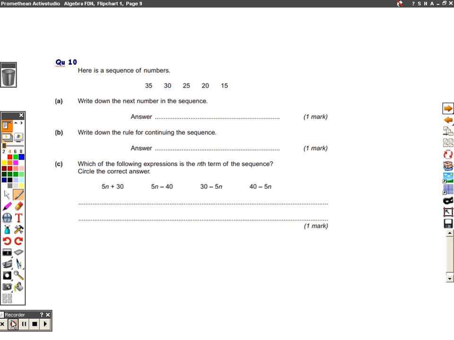Okay, here's a sequence of numbers. Write down the next number in the sequence. Well, if you look at them, the difference each time is minus 5. So for the next one, it's going to be minus 5, which gives you 10. Write down the rule for continuing the sequence. Subtract 5.